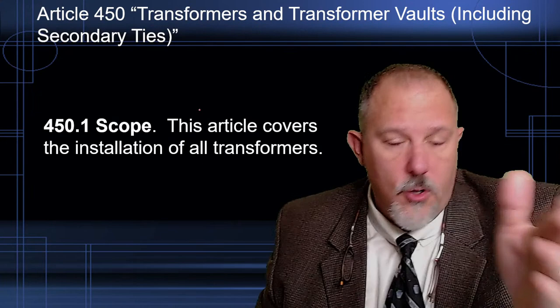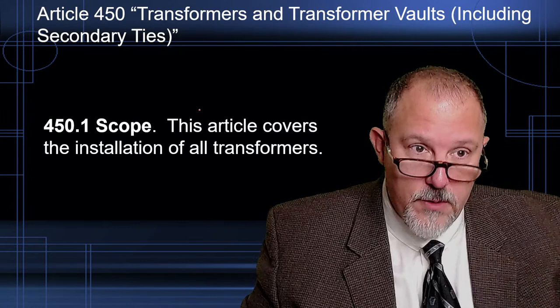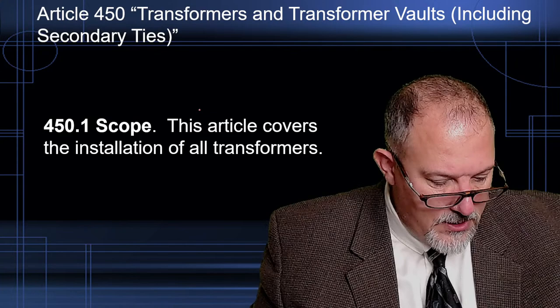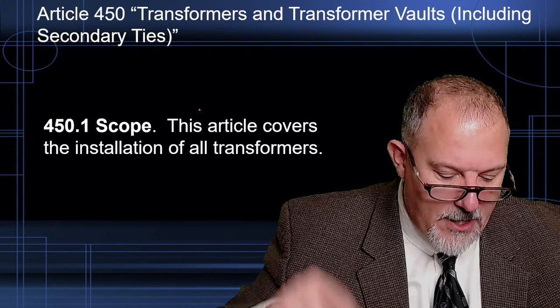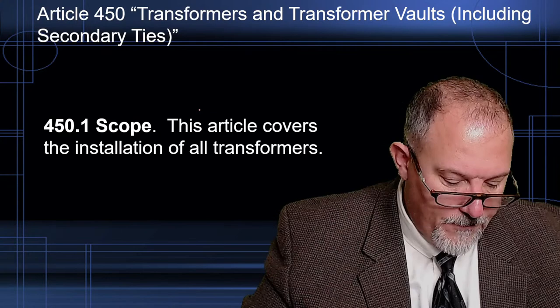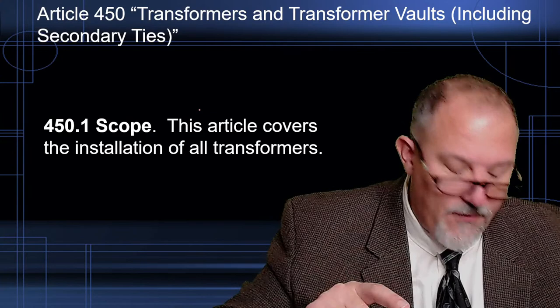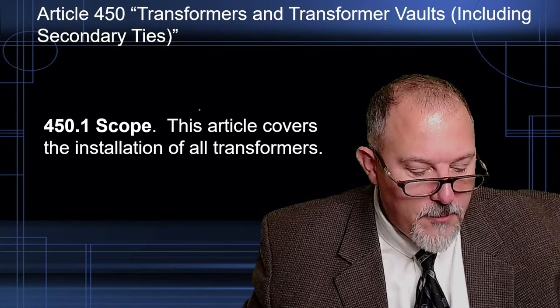Article 450, we already said Article 450. 450.1 is scope, covers installation of all transformers. And let's see, there are exceptions though. Okay, there are a series of 8 exceptions. It says this article covers the installation of transformers dedicated to supplying power to a fire pump installation as modified by Article 695. This article also covers the installation of transformers in hazardous locations as modified by Articles 501 through 504. But let's look at the exceptions. Exception number 1 is current transformers. So CTs are not covered in Article 450.